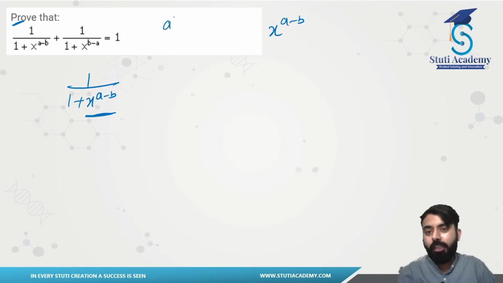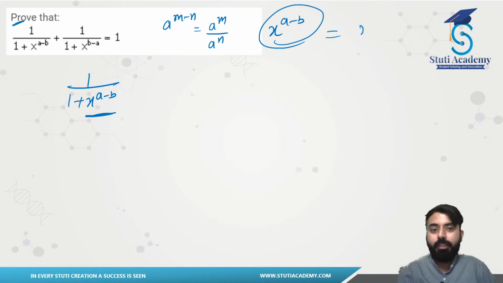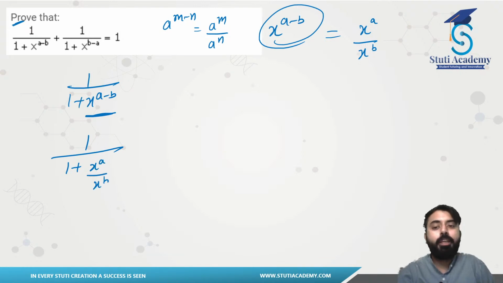If you remember, a raised to power m minus n is when a^m is divided by a^n. So can I write in this place x raised to power a divided by x raised to power b? So easily I can do it. So 1 over 1 plus x^a divided by x^b. Similarly, 1 over 1 plus x^b divided by x^a.